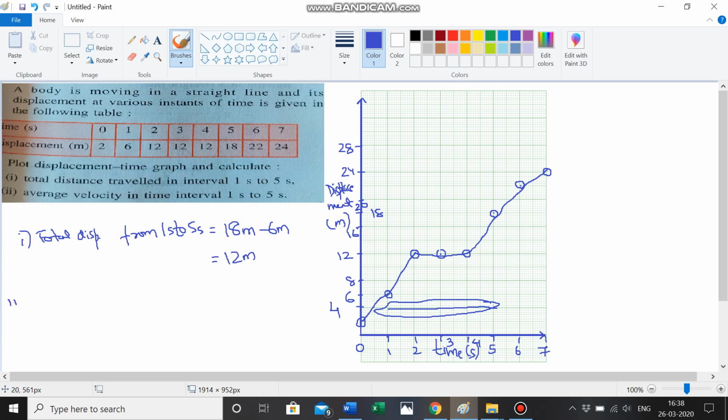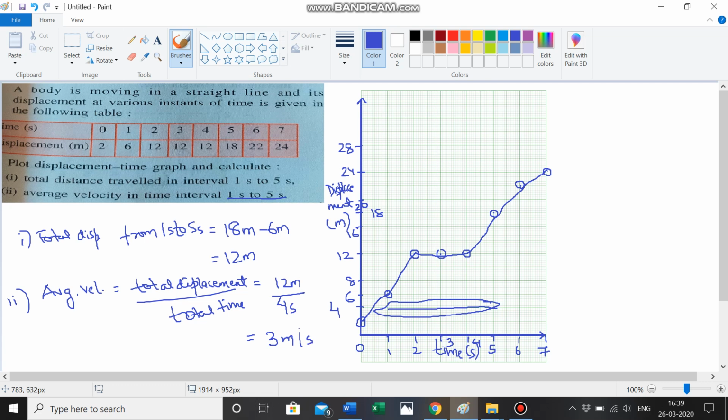Well, let's look at the second part. Average velocity. Average velocity is equal to total displacement upon total time. Correct? So in this case, the total displacement as calculated above is 12 meter. And what is the time between 1 second to 5 second? Yes, 4 second, so the average velocity is equal to 3 meter per second.